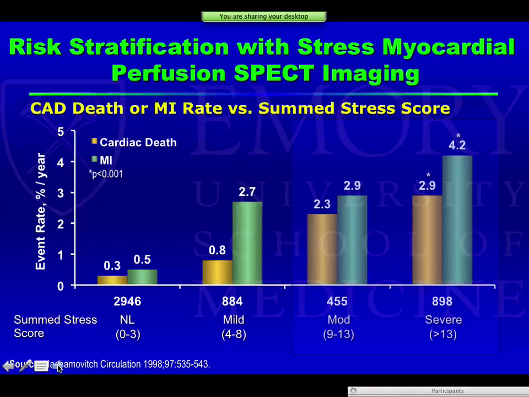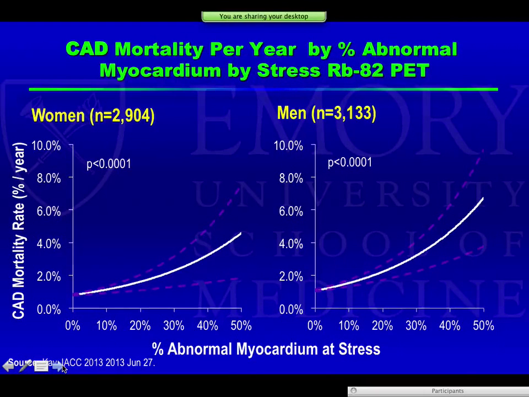It used a semi-quantitative scoring package, which basically looks at the segments and the severity of the defect in each of the segments. And you can see, if we're looking at 4 to 6% death or infarction rates, this is actually an event rate such that all of these patients with moderate to severe ischemia would fit into that package. We've used much more sophisticated scoring systems over the last 15 years.